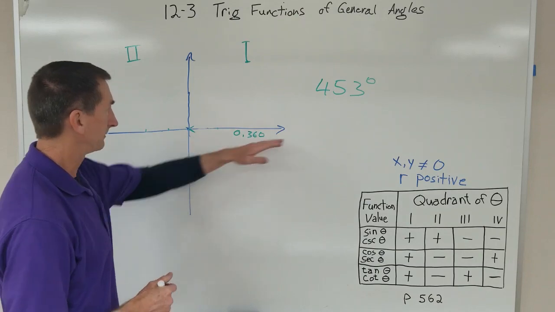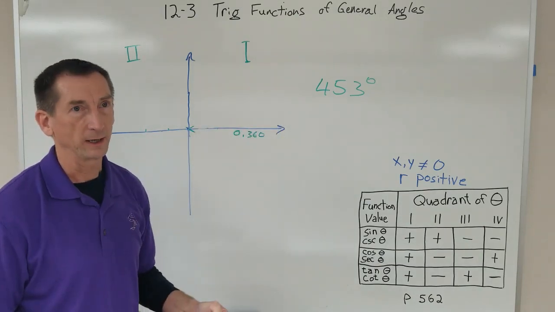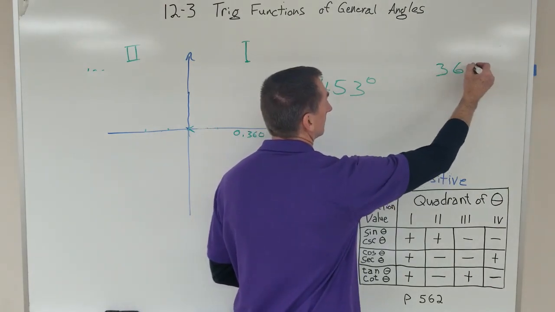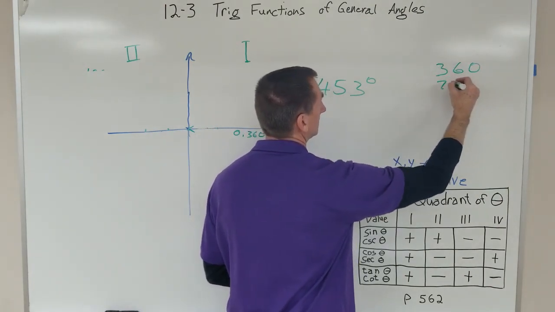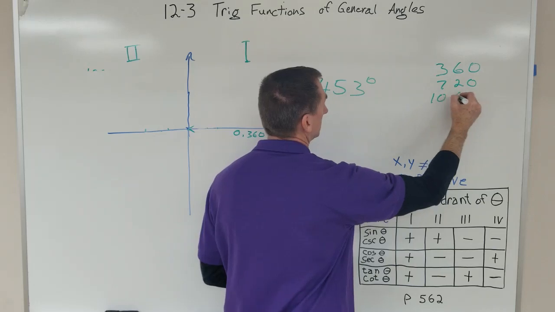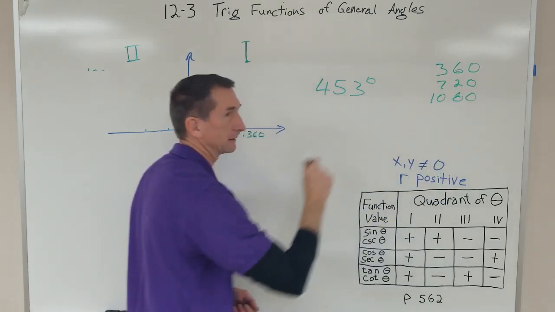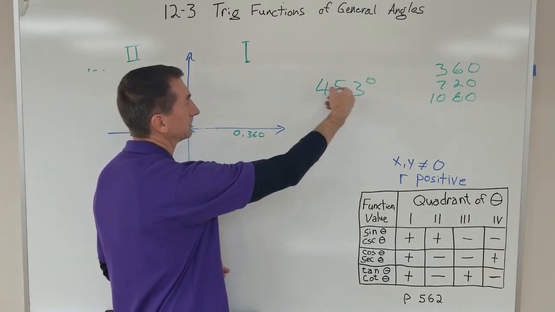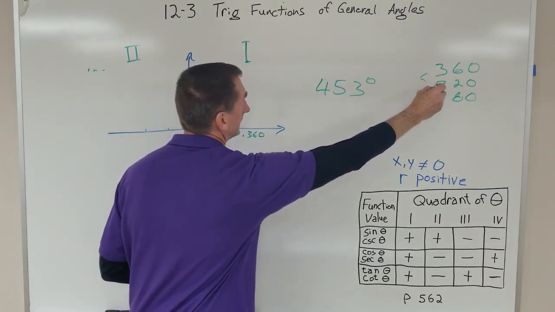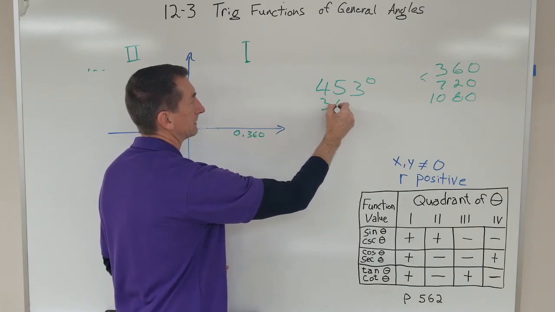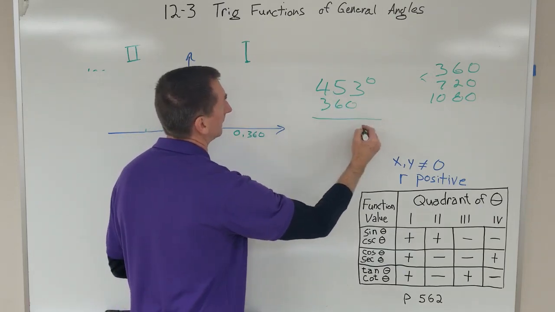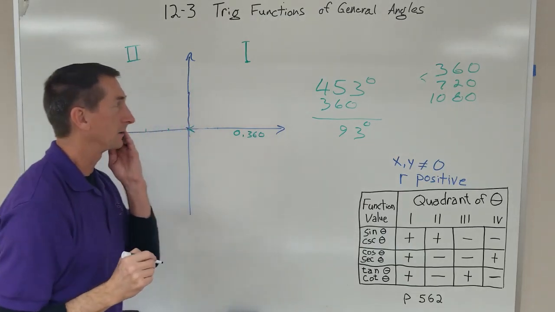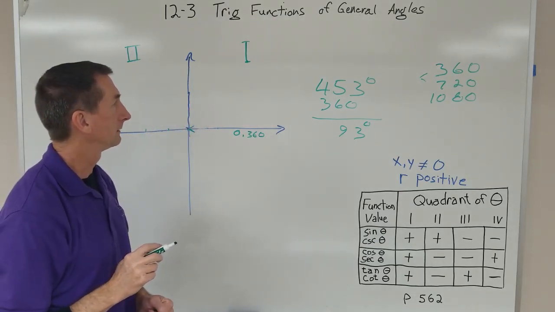And the first thing we're going to do, if it's greater than 360, we're going to subtract a multiple of 360. And of course, those common multiples are 360, 720, 1080. You get the idea. You keep adding 360 all day long. Okay, so this one's going to fit nice and neat right within here. So I'm going to subtract 360 from it. And that will give me 93 degree angle.